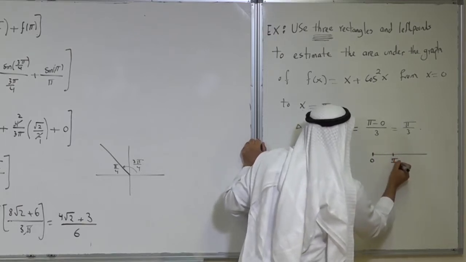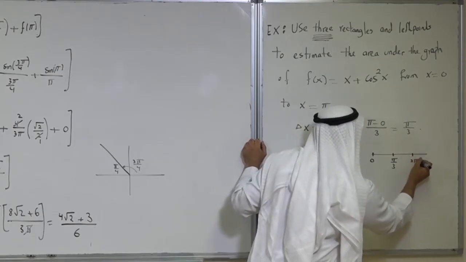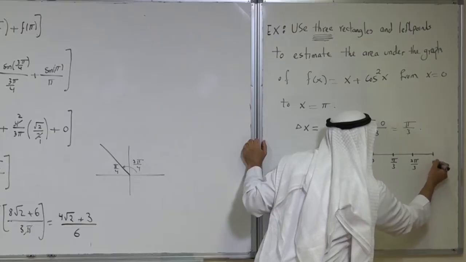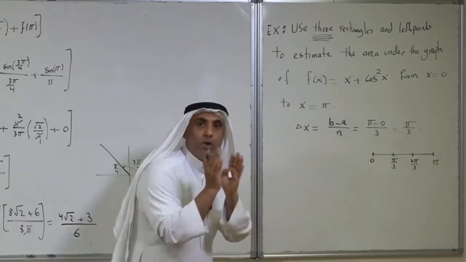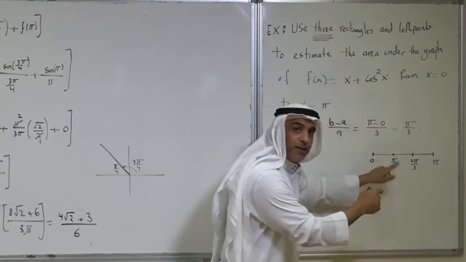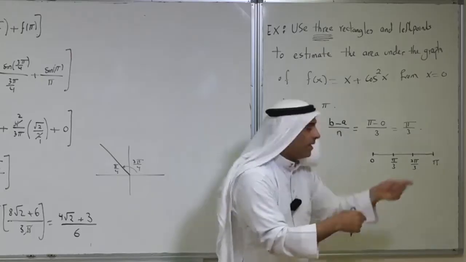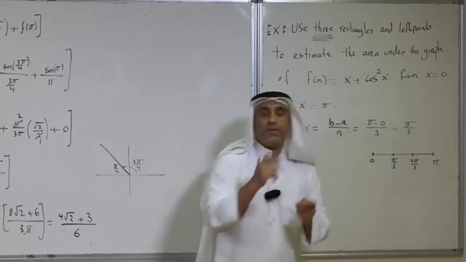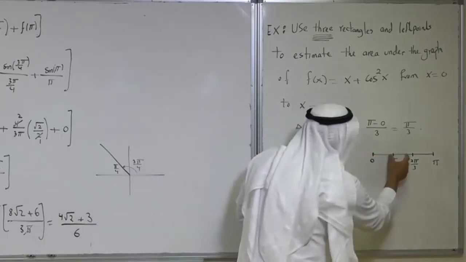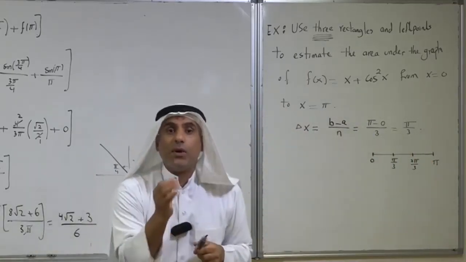It will be pi over 3. Another one, pi over 3, this will be 2 pi over 3. Another pi over 3, we will reach the end, that is equal to what? That's equal to pi. So you start with the beginning, adding delta x, you get the second point, adding another delta x, you get the third point, and so on until you reach the end of the interval. So you can see now we have 1, 2, 3 subrectangles with equal width.